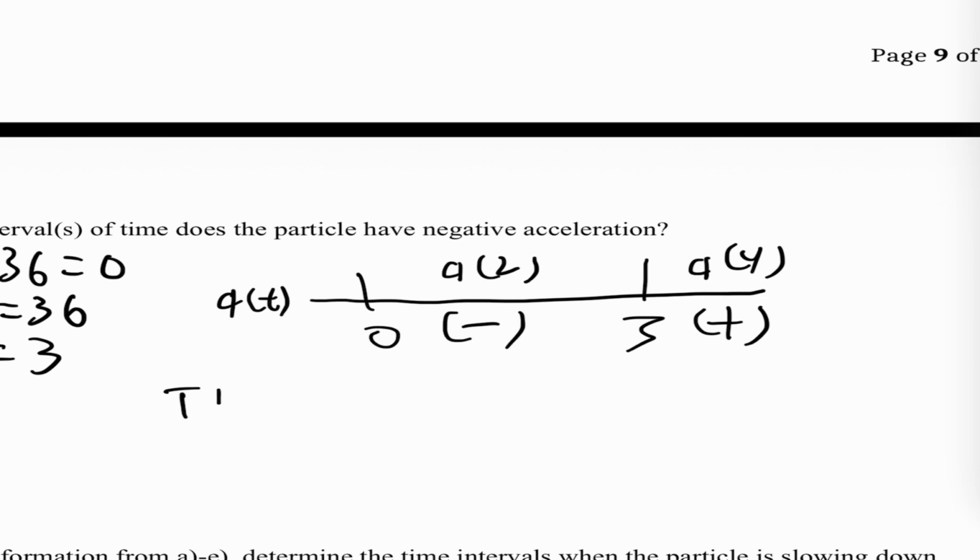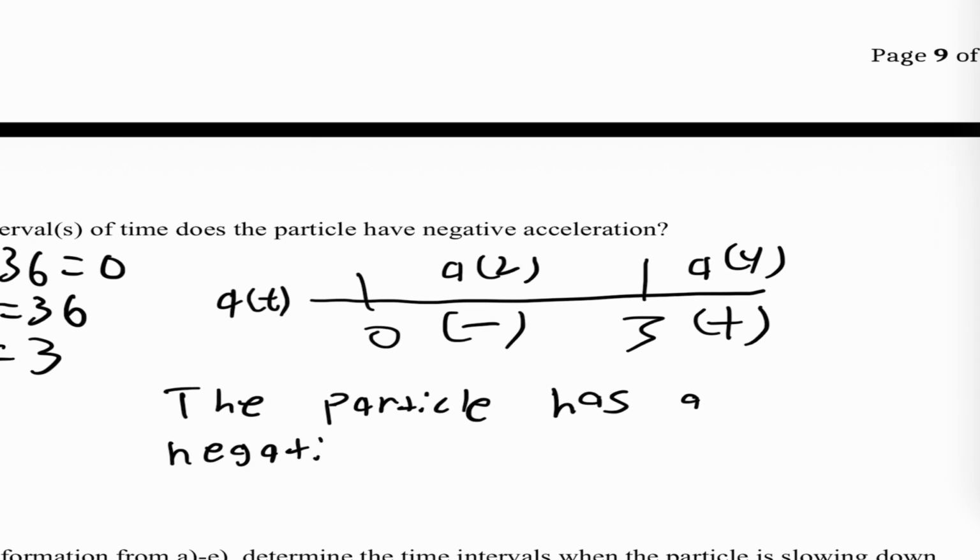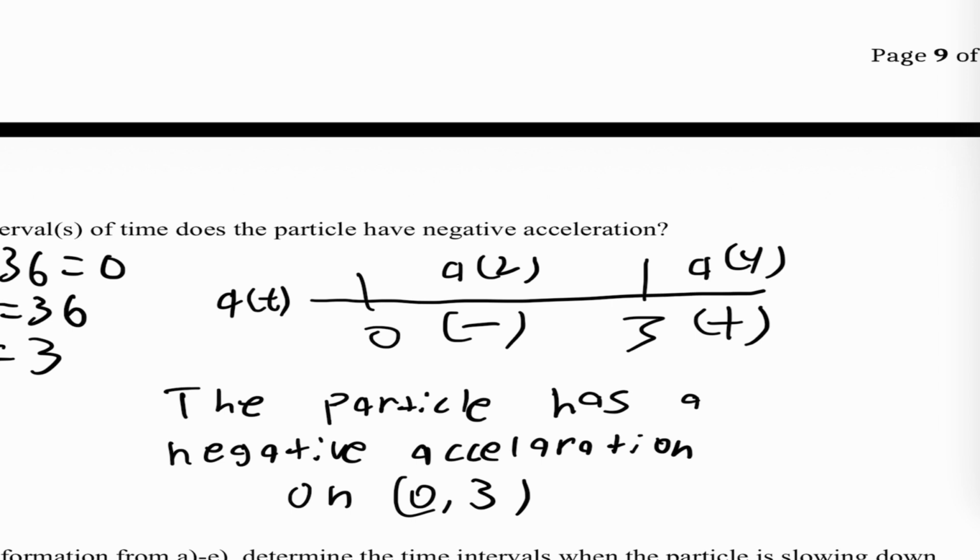So we know that the particle has a negative acceleration on 0 to 3, because between 0 and 3, we have a negative.